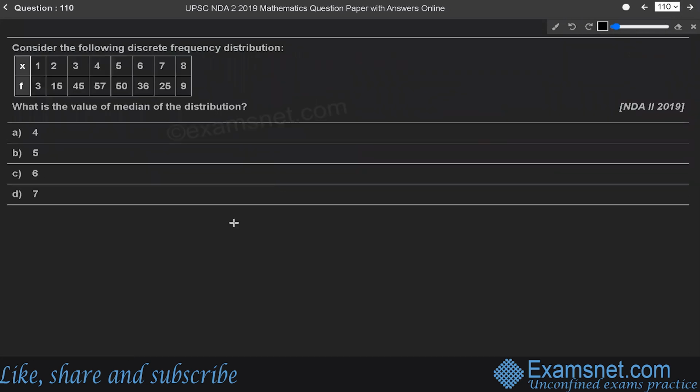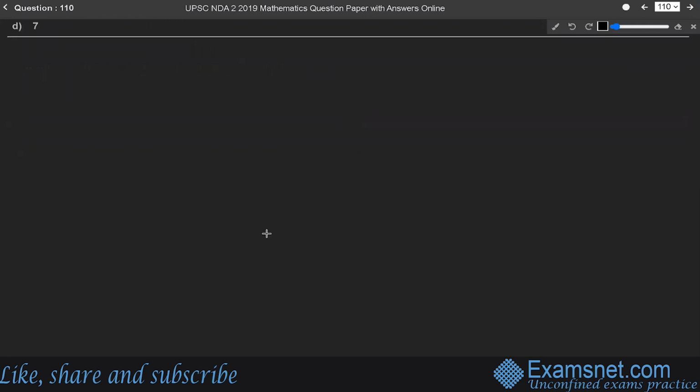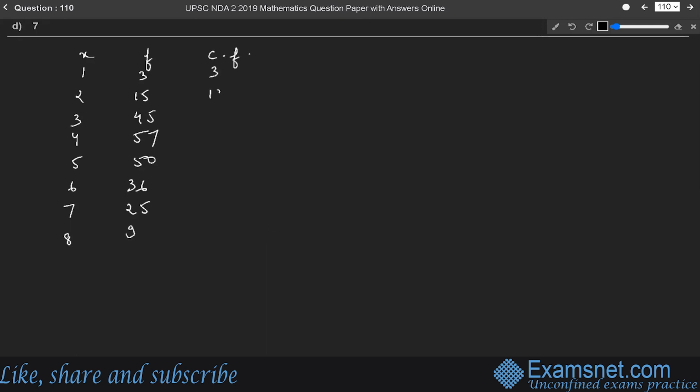Moving on to the next question, consider the following discrete frequency distribution. What is the value of the median of the distribution? So, the values are given here, x and f. x is 1, 2, 3, 4, 5, 6, 7 and 8. F is given, which is 3, 15, 45, 57, 50, 36, 25 and 9. And let us find the cumulative frequency. It will be 3, 18, 63, 120, 170, 206, 231 and 240.